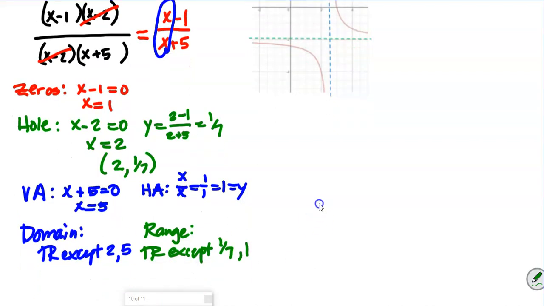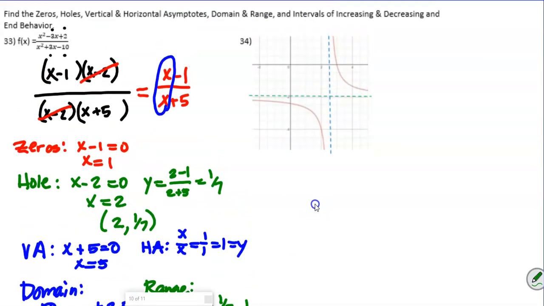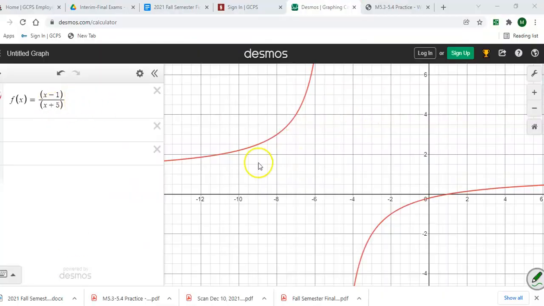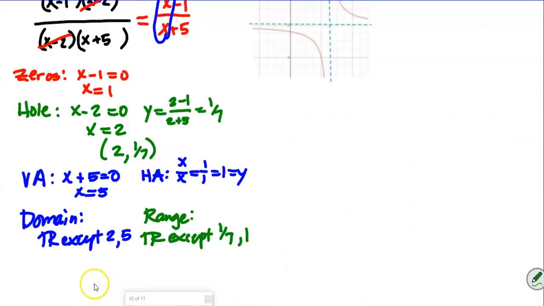Okay. All right, then the next thing it asks us for is our intervals of increasing and decreasing. So to do that, we're going to look at a graph. Oh my gosh, why? So I went ahead and put this in decimals, and I'm looking at here. So our intervals, this looks like it's increasing from negative infinity to our vertical asymptote. And then it's also increasing on the other side as well. So let's go back and do this one. So it wasn't decreasing at all.